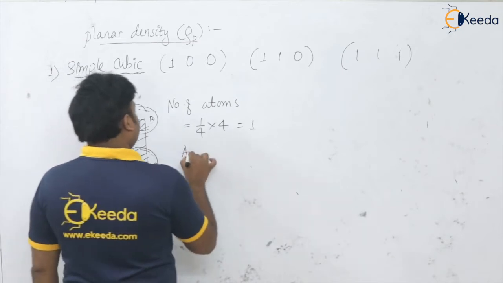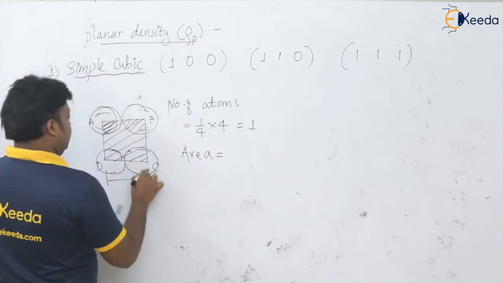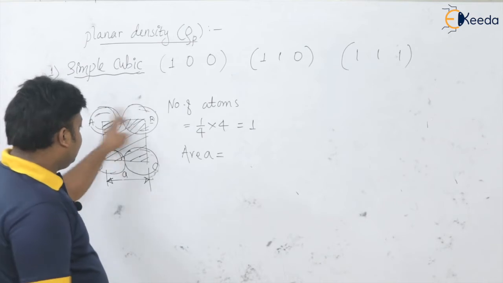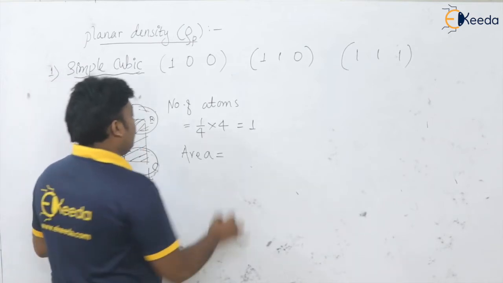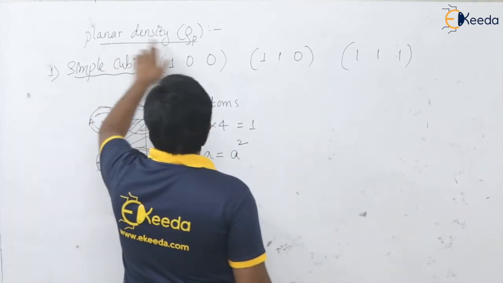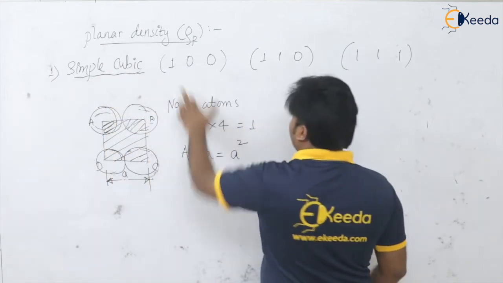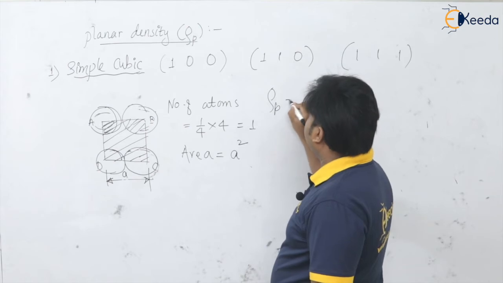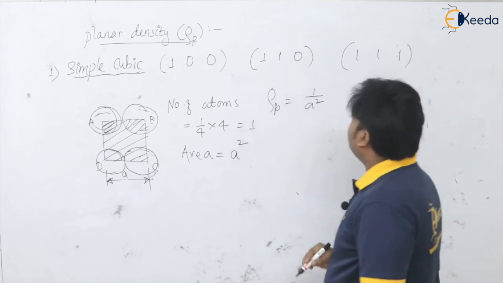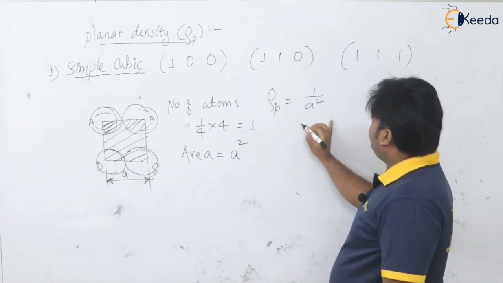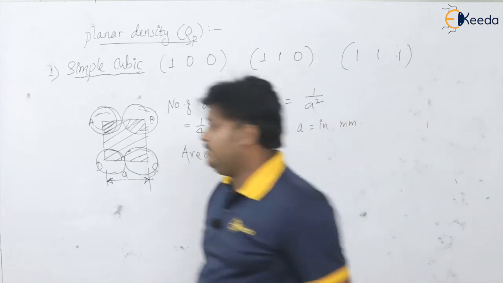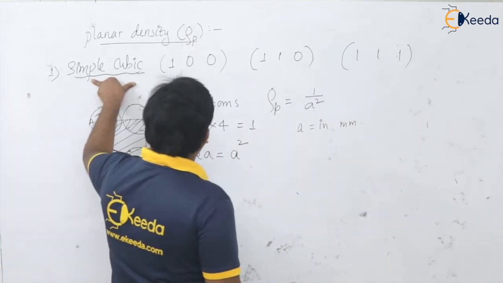And what is the area? If a is the lattice parameter, the length of this lattice is a, it is cubical, we know that, and the area will be a square, isn't it? So very simple. So what is the planar density for simple cubic, for plane 100? Rho p will be equal to the number of atoms, which is 1, divided by a square. Okay, so 1 atom per mm square. Of course, every time I will write a in millimeters. Very simple. So that is done for simple cubic, plane 100.